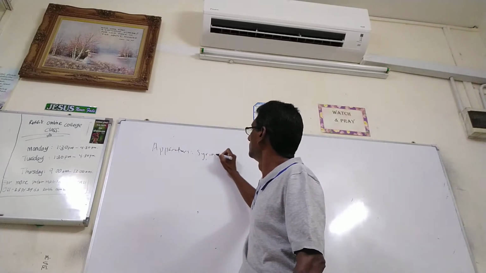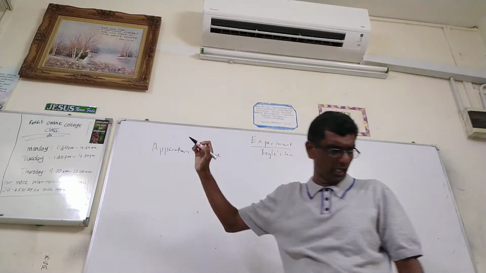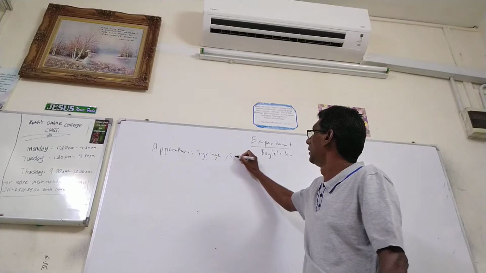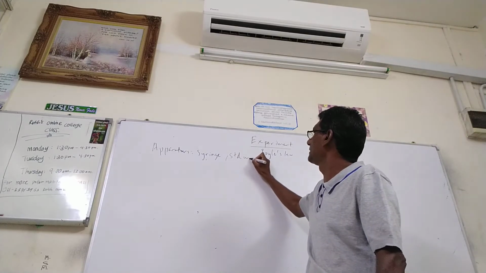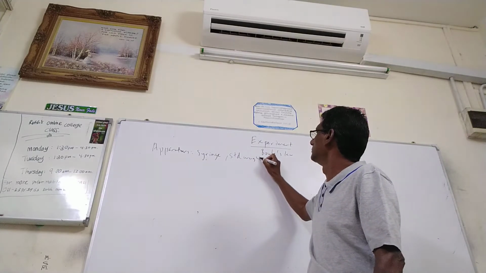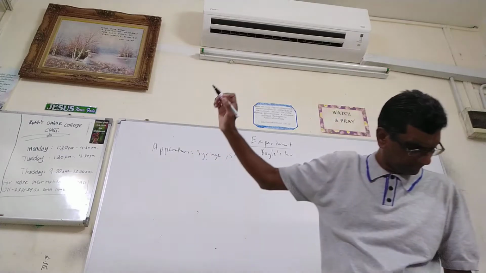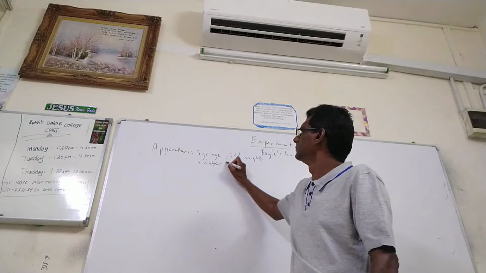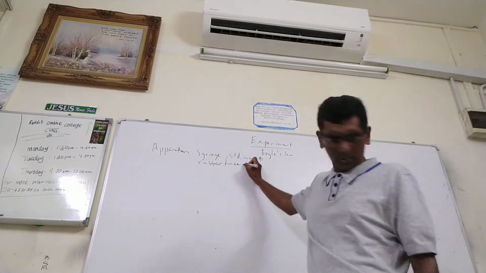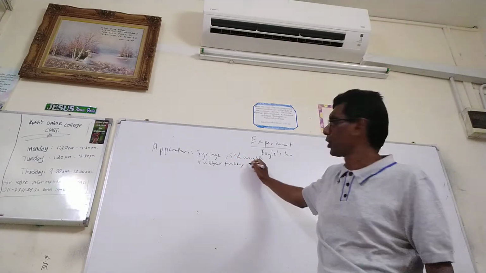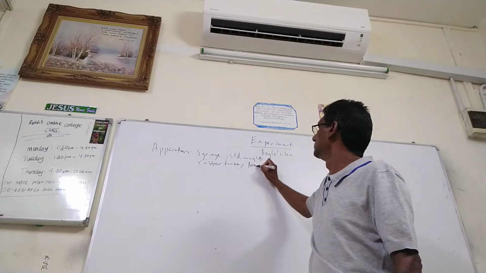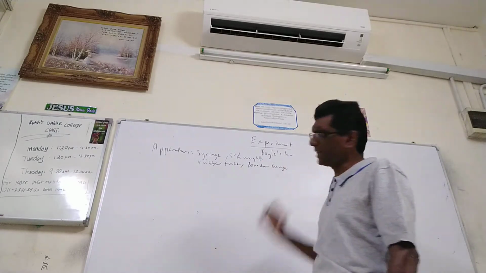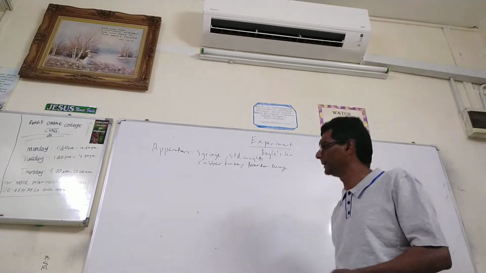Syringe, and standard weights, and rubber tube, and Bourdon gauge. So this experiment, how do they do the experiment?